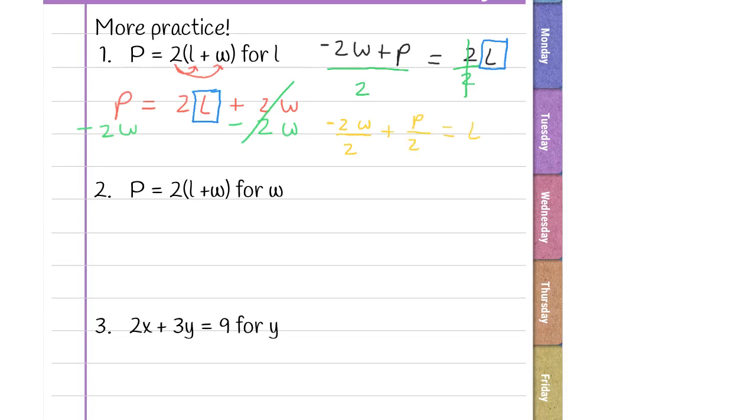But can I reduce anything here? Yes, I can. I'm going to go ahead and reduce what's negative 2 divided by 2. Well, that is negative 1. And then I have my W. Don't forget about your variables. And I can't reduce that P over 2, so that stays. And this is my final answer.